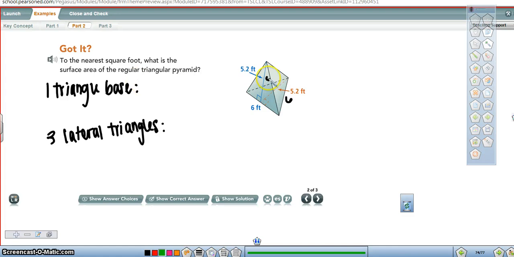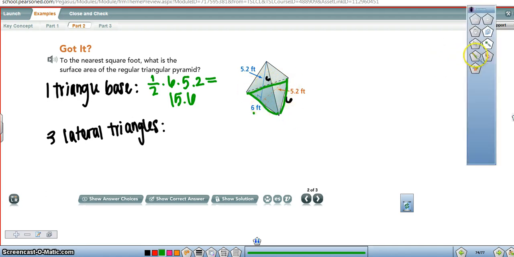Okay, so for our triangle base, just looking at this green triangle here, it has a base of 6 and a height of 5.2. So 1/2 times the base of 6 times the height of 5.2 will give us, let's see, half of 6 is 3. 3 times 5 is 15, and 3 times 2 is 6. So an area of 15.6 just for that green outlined base.